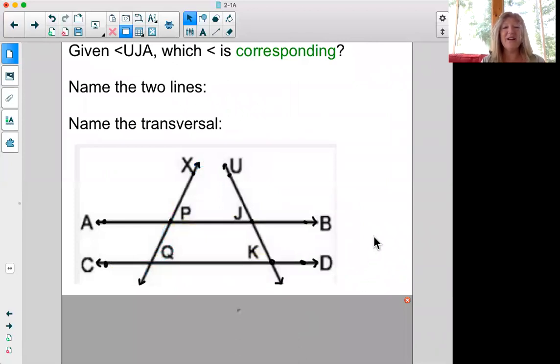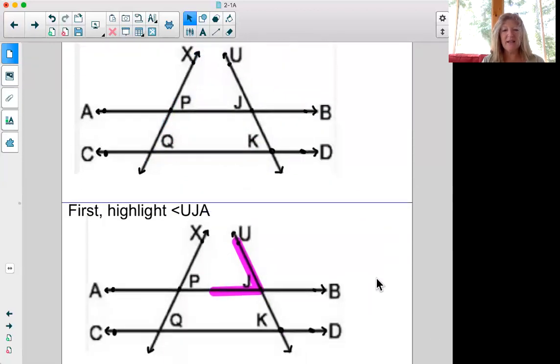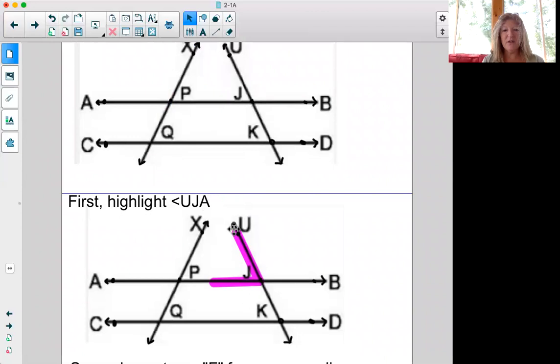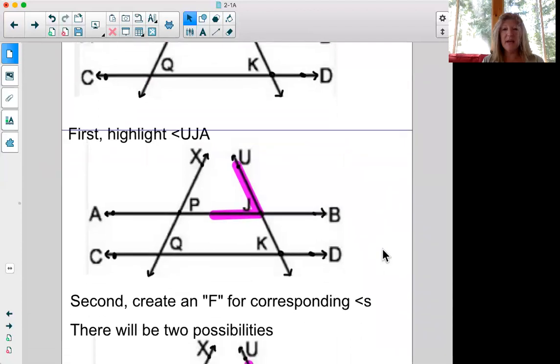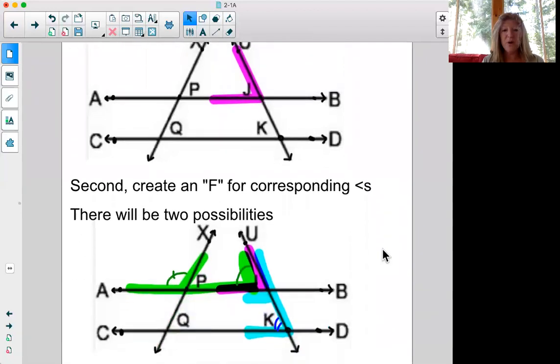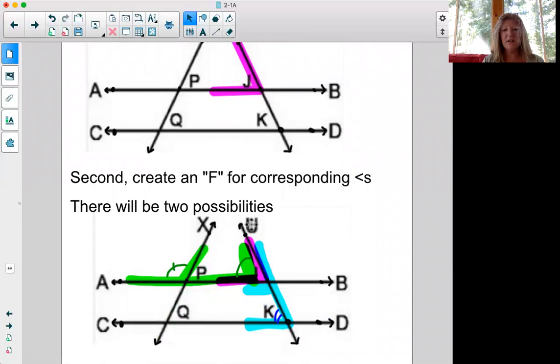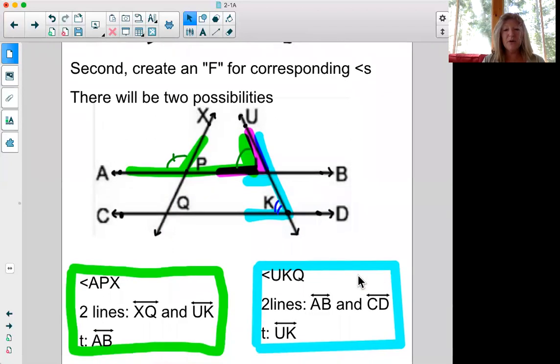Pause, find which angle is corresponding to this one, and then press play. First, highlight the angle you're given, UJA. Then, if you're asked corresponding, we know we're going to make an F. Well, there are 2 possible Fs we could make using the angle we were given. Here's an F in green, and here's a different F in blue. So there are 2 answers that would be correct.